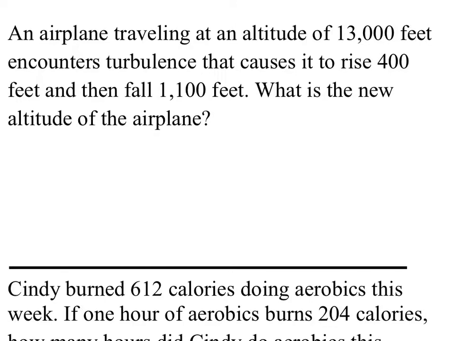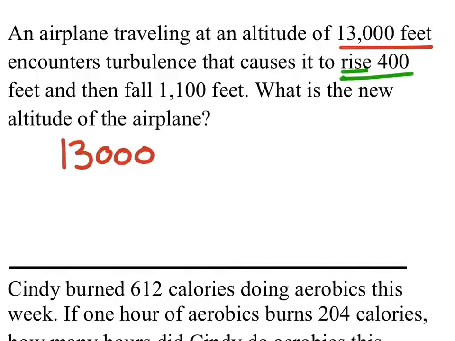So to get us started off, we'll read this problem. An airplane traveling at an altitude of 13,000 feet encounters turbulence that causes it to rise 400 feet and then fall 1,100 feet. What is the new altitude of the airplane? So we look at the first number that they gave us, right? It starts at an altitude of 13,000 feet.